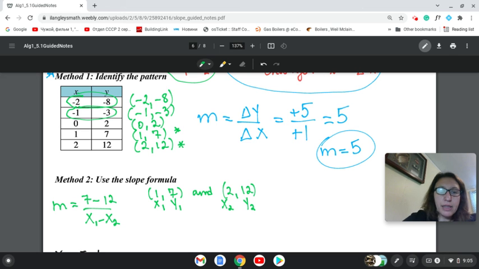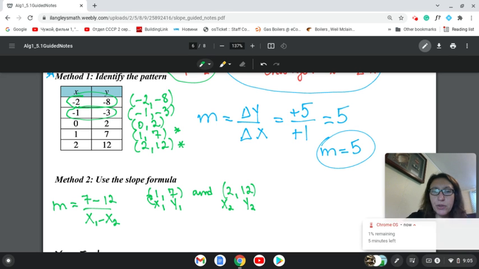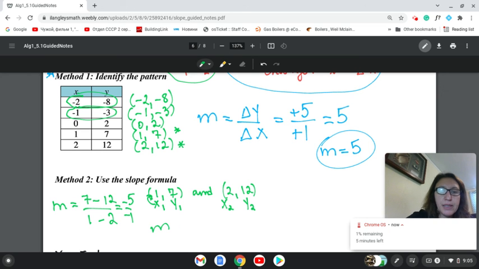X1 is this over here, corresponds to 1. So I'm going to erase x1, and I'm going to plug in 1 for it. And then x2 is going to be 2. And then I'm going to make my calculation. 7 minus 12 is -5. 1 minus 2 is -1. -5 divided by -1, the slope is going to be +5. Absolutely the same, because it's the same line, but it's another way to get it.